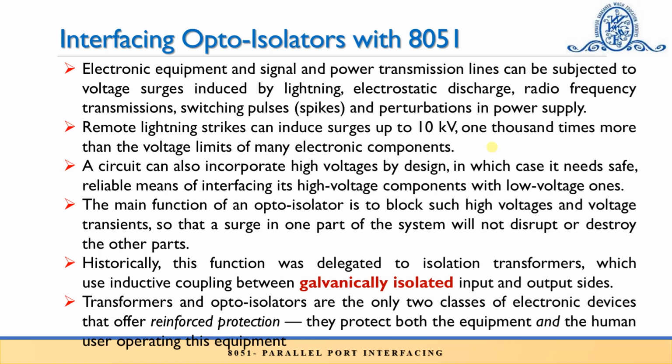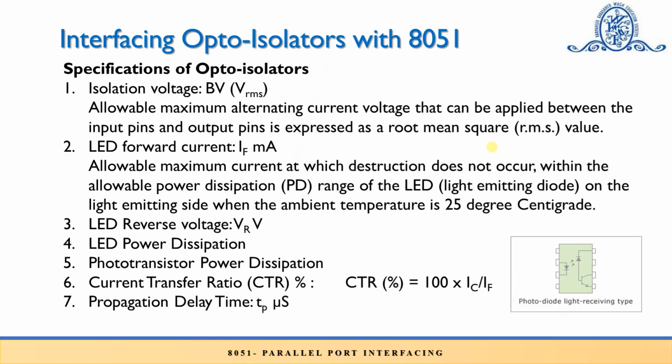The meaning is that the grounds are totally separate. There is no physical connection between the input side and the output side. They are either magnetically coupled when we are using the isolation transformer, or they are optically coupled when we are using the optocouplers. Now, what are the specifications of an optocoupler?